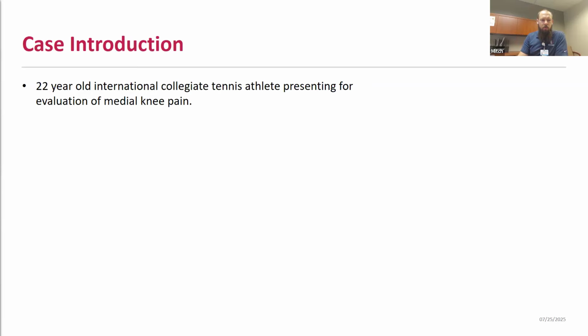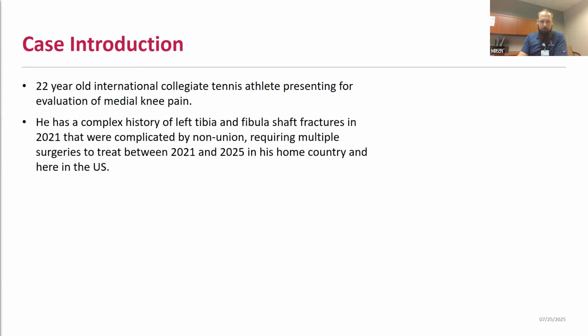And so starting out with the case, it was an unfortunate case of a 22-year-old international collegiate athlete that we had locally, presented for evaluation of medial knee pain. He had a pretty long-standing history of left-sided leg injuries that he had been dealing with. He had a past medical history of a left tibia and fibula shaft fracture that he sustained in 2021 back at home that was repaired, but unfortunately complicated by non-union.